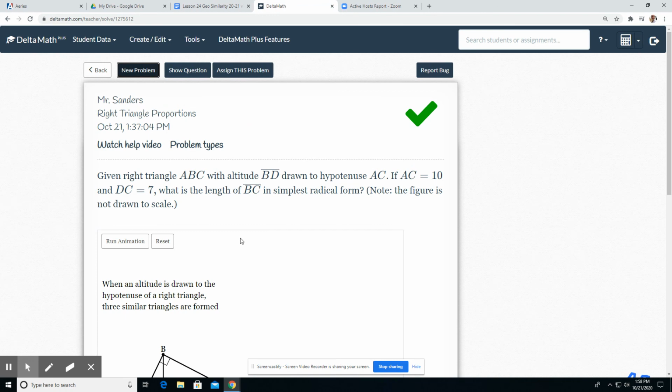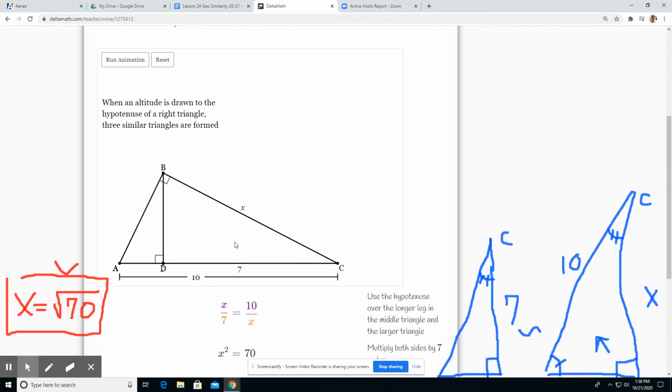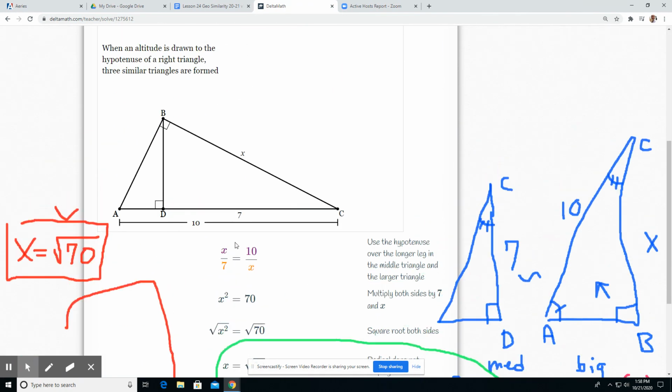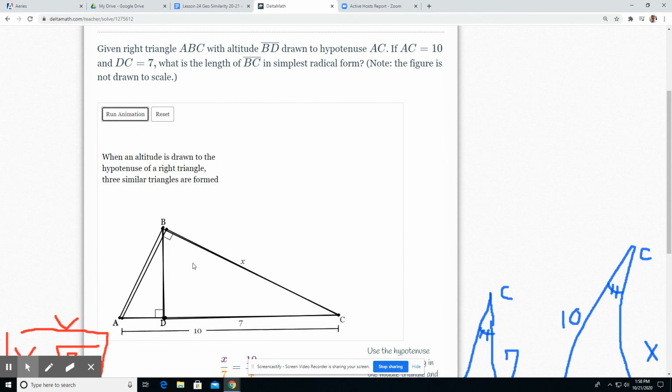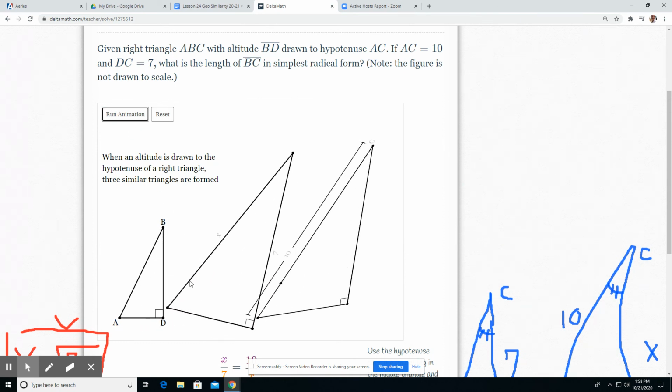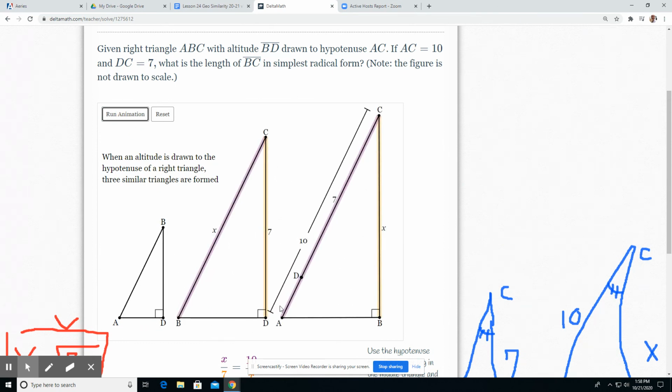Got it. And they got a little animation here to kind of help us out. Well, we did everything here too. Notice that they do the same thing. They relate the triangles together and focus on the ones that have the two similar parts that we can relate together. All right. Do your best on these.